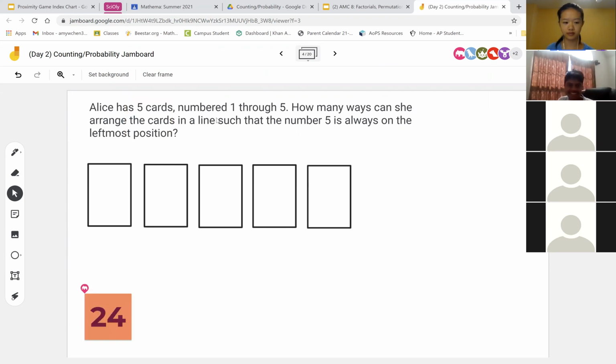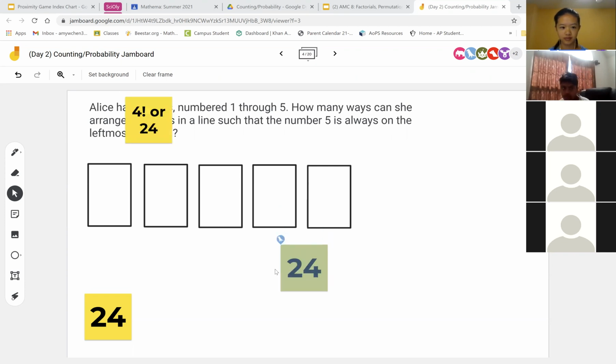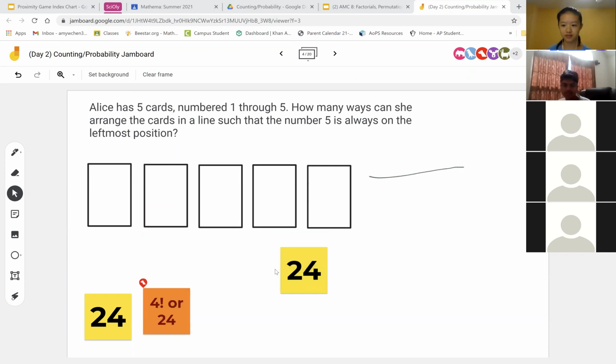Okay, looks like we're already getting some answers, and there are some answers in the chat too. Yeah, so 24. So I'm going to call someone. Anand, explain how you got 24.